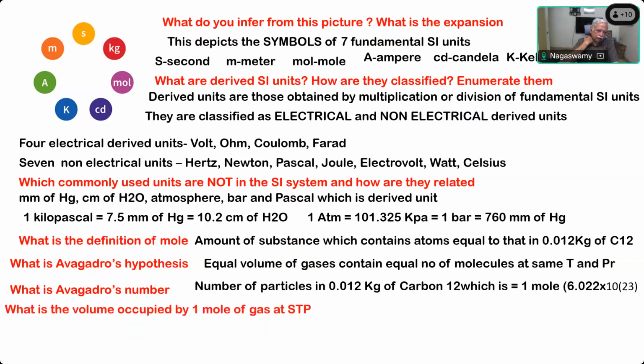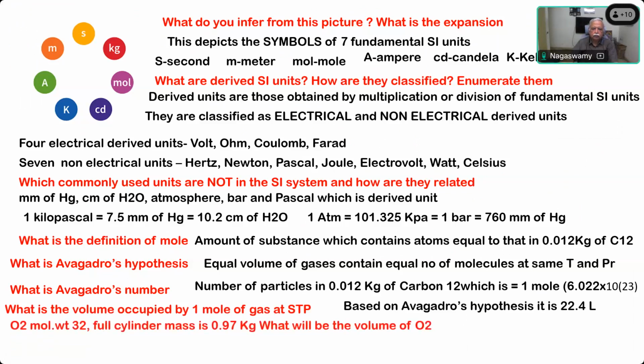What is the volume occupied by 1 mole of gas at standard temperature and pressure? It's a common exam question. Volume occupied by 1 mole of gas is 22.4 liters based on Avogadro's hypothesis. Oxygen molecular weight is 32. A full cylinder mass is 0.97 kg. What will be the volume of oxygen?